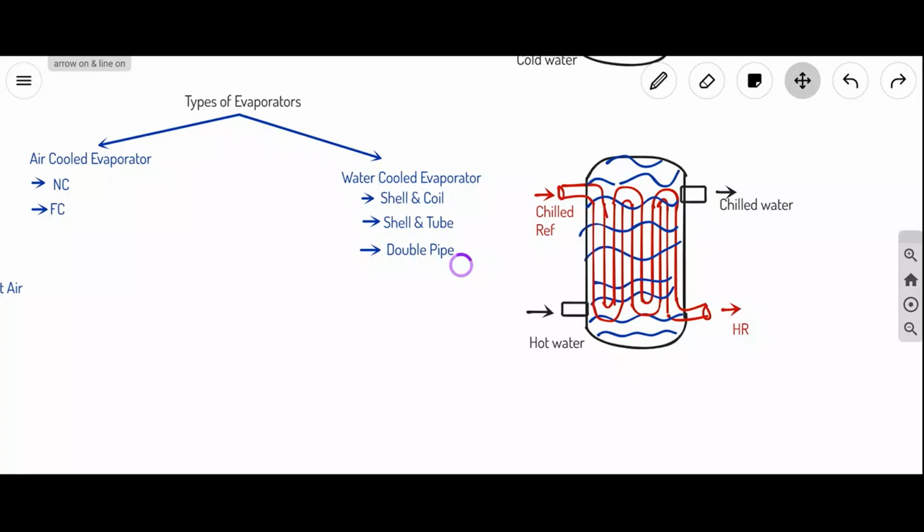Yeah, exactly. This is what I'm saying. So here the purpose is to get the chilled water if the application is a water cooler, and if the air conditioner condition applies, then the air conditioning may be the next point.